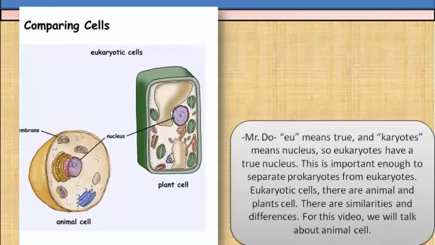Eukaryotic cells include animal and plant cells. There are similarities and differences. For this video, we will talk mainly about the animal cell.